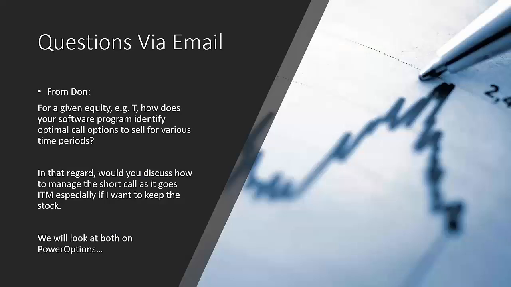So we're going to start off with Don. He sent a question via email. And Don wanted to know, for a given equity, for example, AT&T, how does your software program identify optimal call options to sell for various time periods? And he goes on to say, in that regard, would you discuss how to manage the short call that goes in the money, especially if I want to keep the stock?